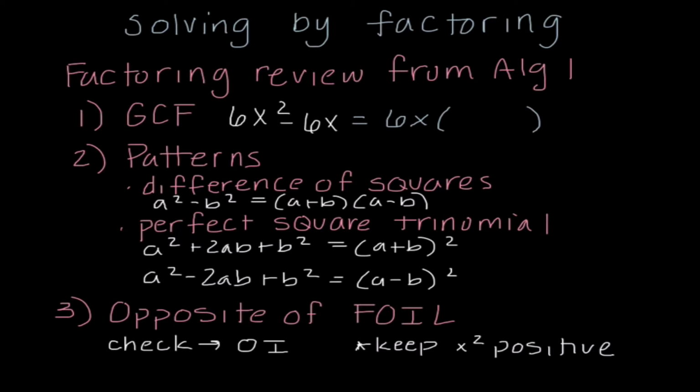So let's think for a second. If I took a 6x out of 6x squared, I am left with just an x. And a way to double check this is to distribute. 6x times x is 6x squared. When I take a 6x out of negative 6x, I am left with negative 1. And once again, if I distributed this, 6x times negative 1 is negative 6x. So this is the first thing that we always look for.